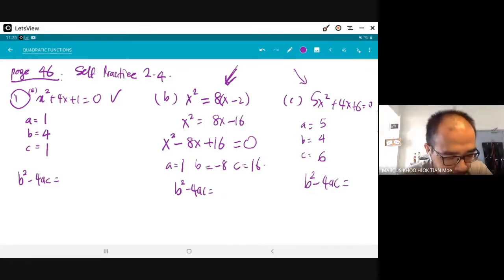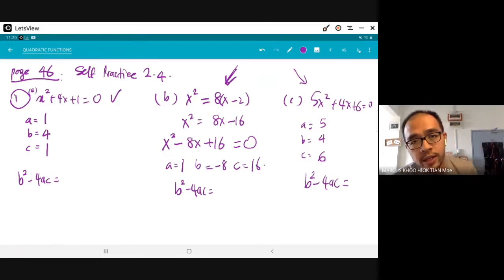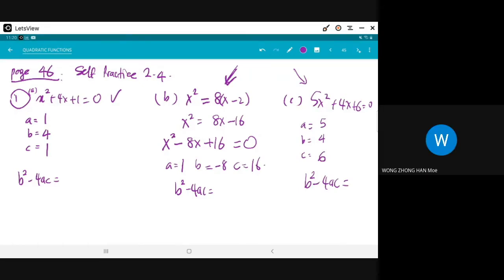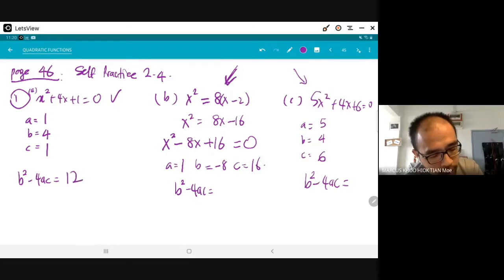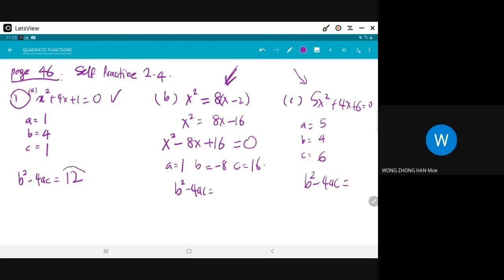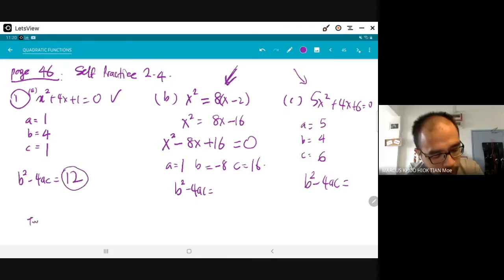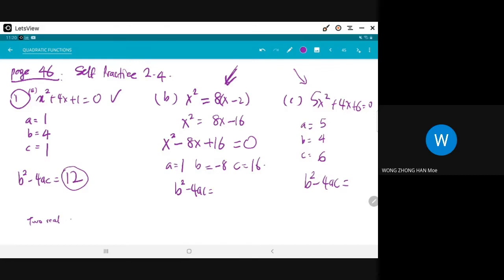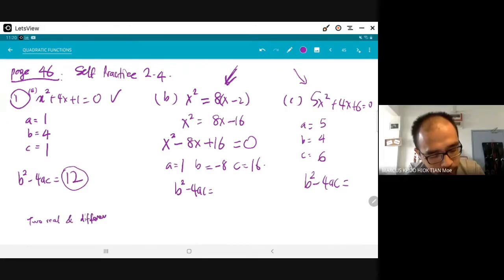Okay, Wong Chong Han, question A, please. What is the value of B squared minus 4AC, and what is the interpretation? 12. So what is the interpretation? What is the meaning of this 12? 12, 2 real, means what? 2 real and different roots. Okay, different roots.